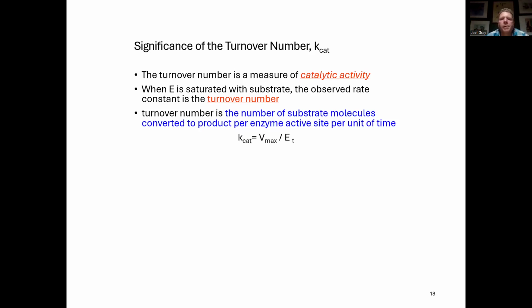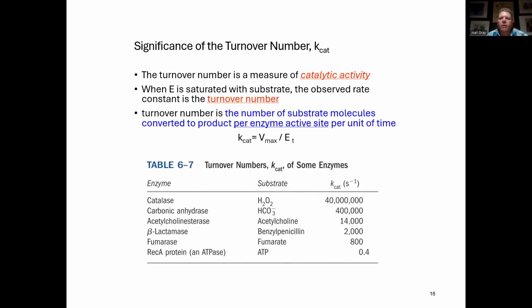So the way that this is calculated is by taking your maximum velocity and dividing it by your enzyme concentration at a given time. Now, it gets kind of complicated because really what this is getting after is not so much enzyme, but instead active sites.